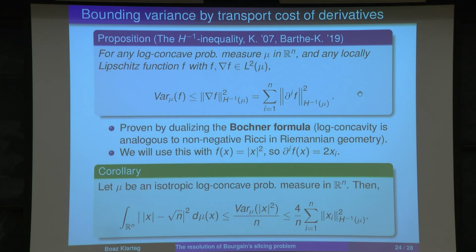Okay. Now, so far we did not use any log-concavity. It turns out that in the log-concave case, you have something which we call the H minus 1 inequality. So there is some funny commutation between a gradient and the H minus 1 norm. So it turns out that if we use log-concavity, then for any function f, its variance is at most the H minus 1 norm of the gradient. So you kind of take a derivative, and then take the H minus 1 norm, so the things go up. And you have this inequality just in the log-concave case.